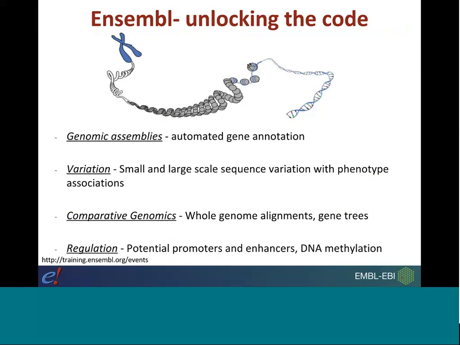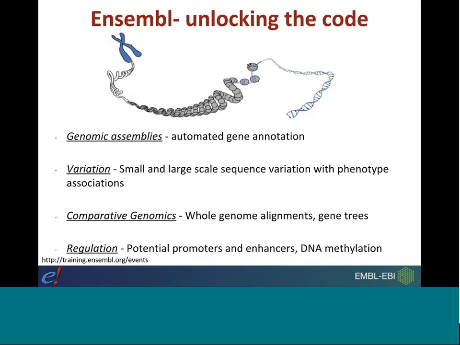The second type of data is the variation data. So this is where we annotate the genome with both small and large scale sequence variants, and we also have phenotype associations as well where they're available.